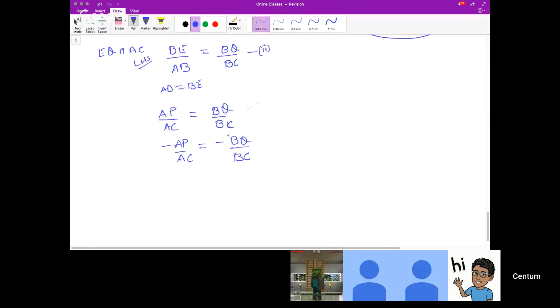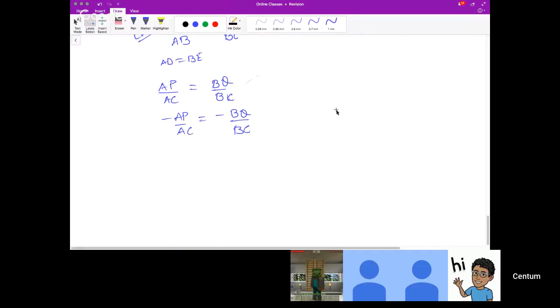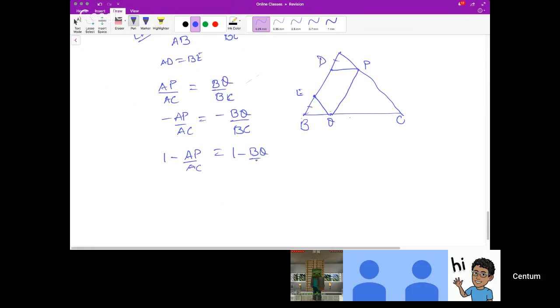And why am I doing that? You will now come to know. Let me again take this diagram here. Now, why did I do that? Now I'm in the next step. What I'm going to do is add 1 to both. So AP by AC is equal to 1 minus BQ by BC.